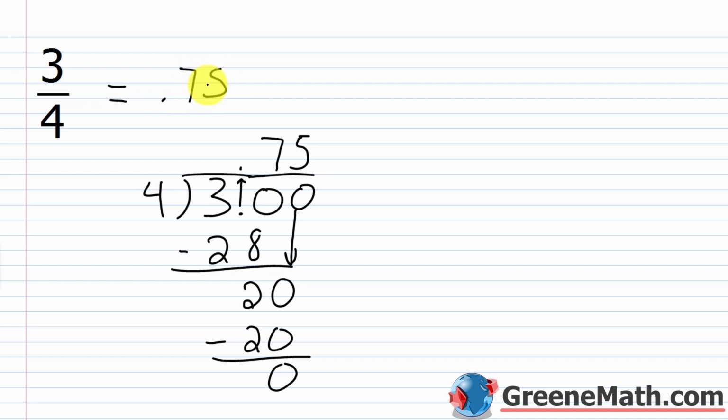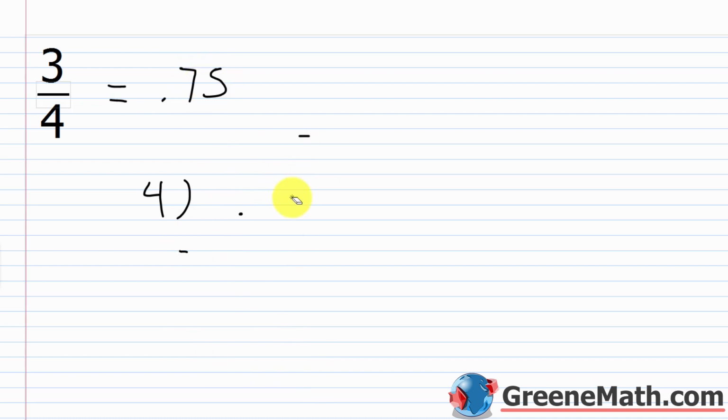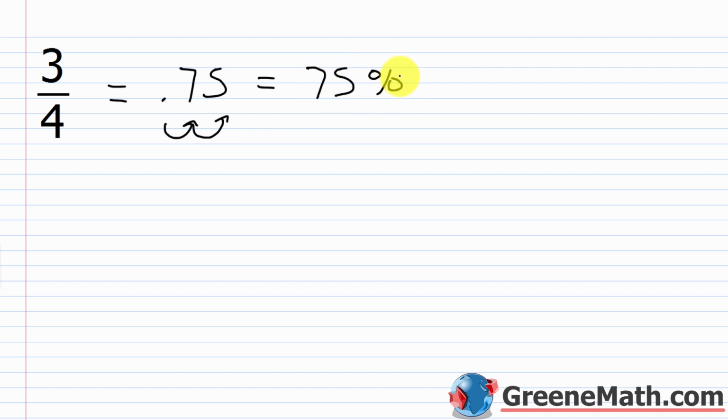Now, again, to turn this into a percentage, I just move that decimal point 2 places to the right. So it's going to go 2 places to the right. That gives me 75. And then I just add my percentage symbol in. So 3/4 is equal to 0.75, and it's equal to 75%.